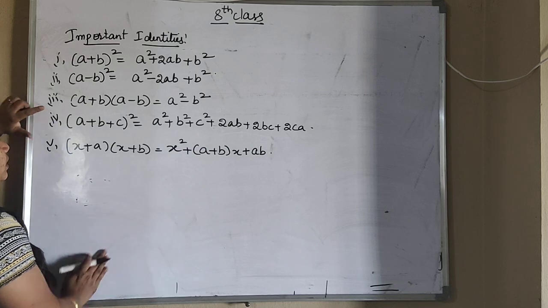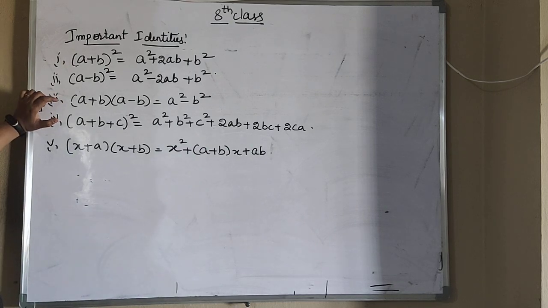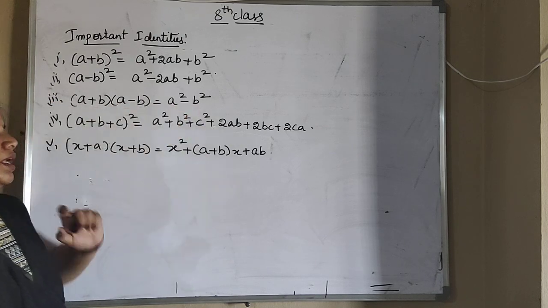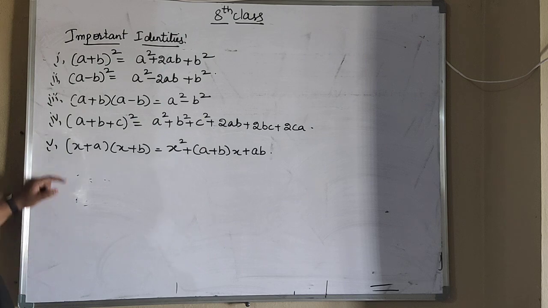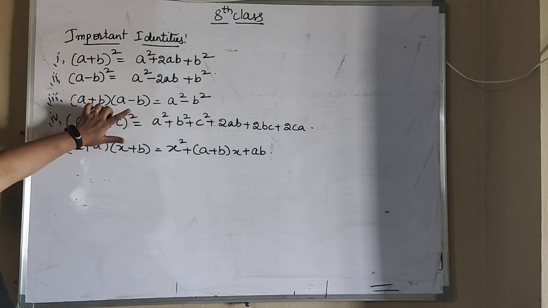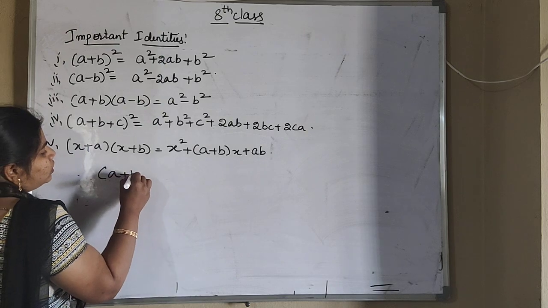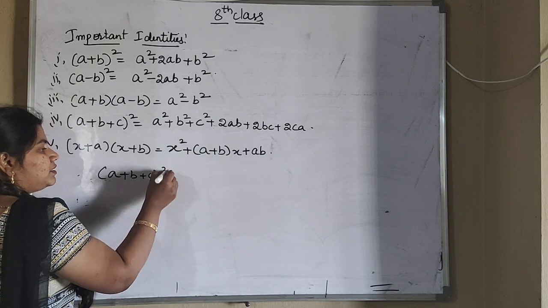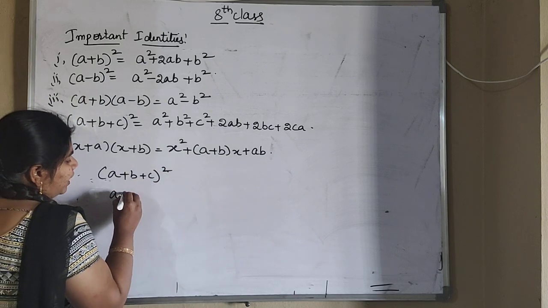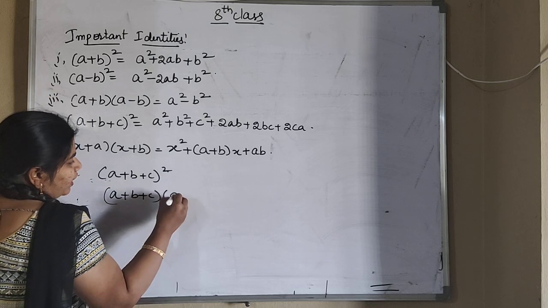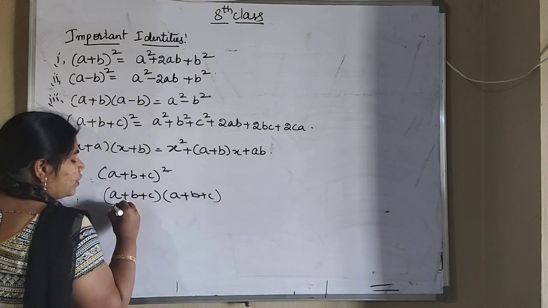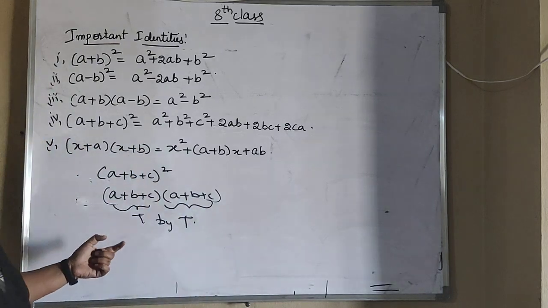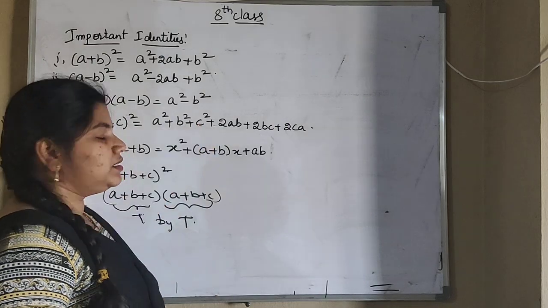In the same way, the third one, a plus b into a minus b. If you multiply these two binomial terms, the result will be a square minus b square. In the same way, a plus b plus c whole square. What is the square term there? That means we have to multiply this 2 times, so that will be a plus b plus c into a plus b plus c. Here we are multiplying trinomial by trinomial, and if you multiply these two terms, you will get this result.